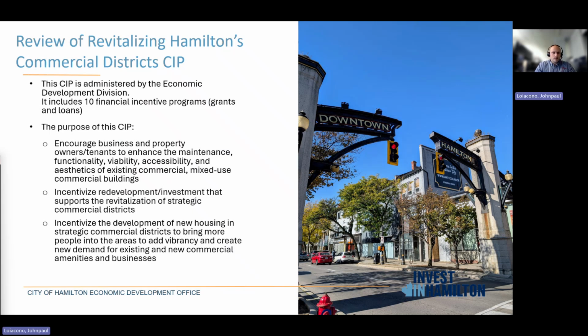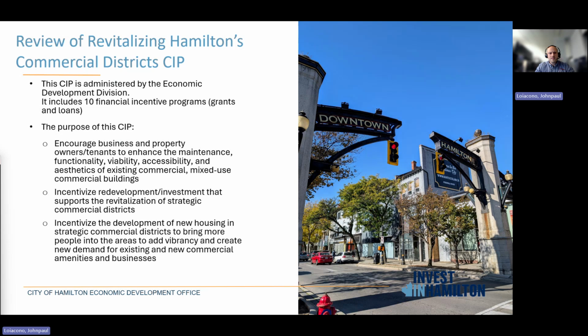So now just going back to the review, we're here talking about the review of the Revitalizing Hamilton Commercial District CIP, and that is administered by us, staff here in the Economic Development Division. And this CIP specifically includes 10 financial incentive programs that are made up of loans and grants, and they all have a specific intent, different goals and objectives specifically to the programs.